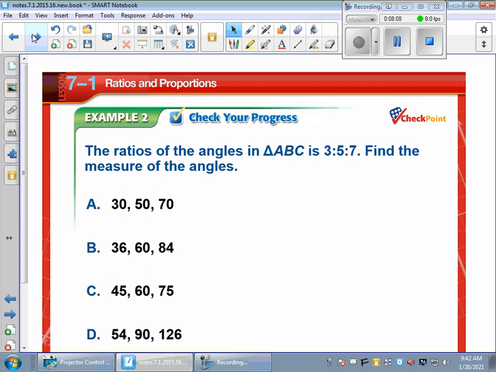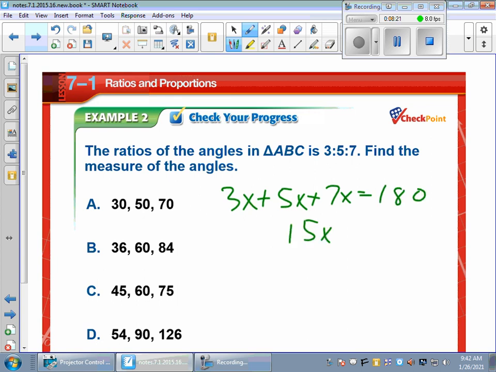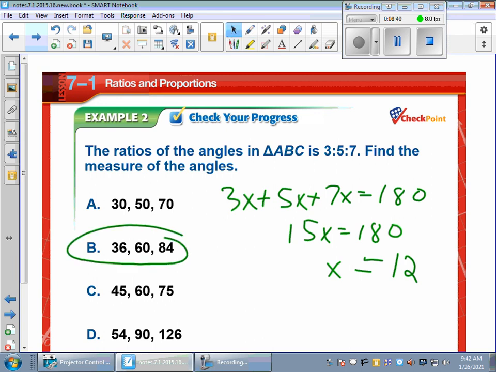Next one, same idea. The ratio of the angles is 3 to 5 to 7. So again, hopefully you're trying these on your own instead of just watching me. 3x plus 5x plus 7x, again, equals 180. This is 15x equals 180. Divide by 15. 180 divided by 15, we get 12. And then you plug that in, 12 times 3, 36. 12 times 5, and then 12 times 7. You get B as your final answer.